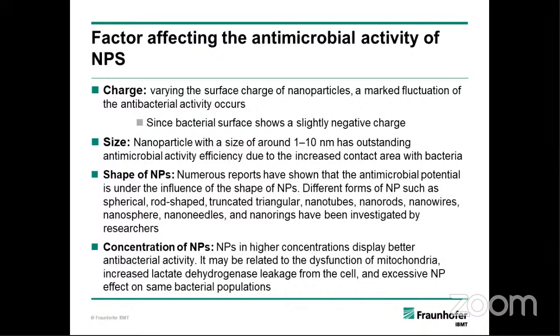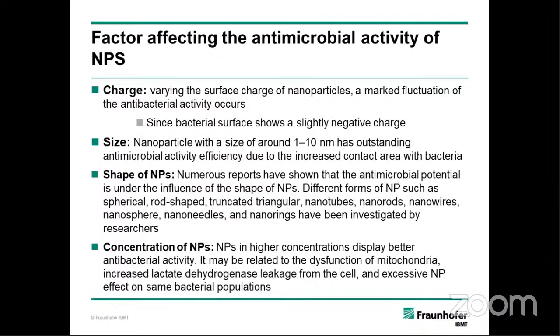As we know, bacteria, like our eukaryotic cells, have a negative charge on the cell membrane. So it becomes very important what kind of surface charge our nanoparticles should have to attract these pathogens. Size of the nanoparticle is again a very important property of nanomaterials.